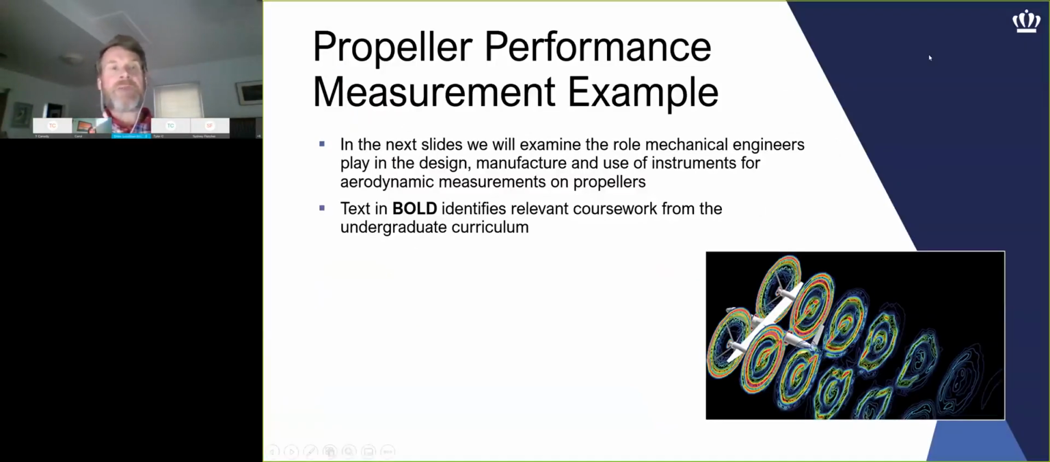Okay, my last example then is one for propeller performance, and this is one that I've personally been involved in. So we're going to talk about how do we actually predict the performance of propellers and how do we measure that performance more specifically using instrumentation. Okay, here you see a computer generated image from computational fluid dynamics. It shows an airplane with rotors on the front here that then create this vortex flow or spiral flow behind the propeller, behind the airplane in the wake.